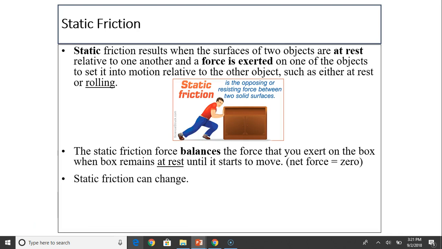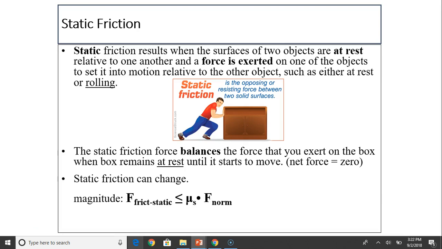Static friction can change. What does that mean? Suppose the man is pushing with 10 newtons of force and the cabinet is not moving. Then the man increases his force to 50 newtons and the cabinet is still not moving. In this case, the static friction force has increased from 10 newtons to 50 newtons to balance his applied force. It is going to keep increasing until that critical amount at which the cabinet starts to move.